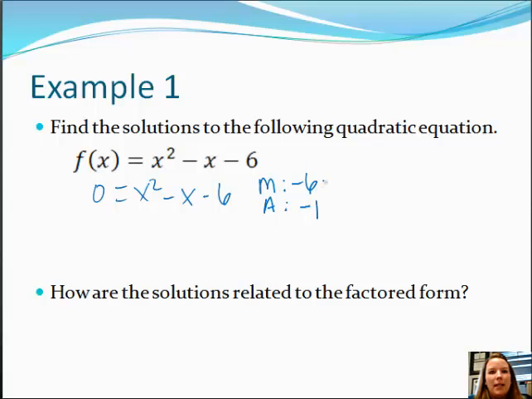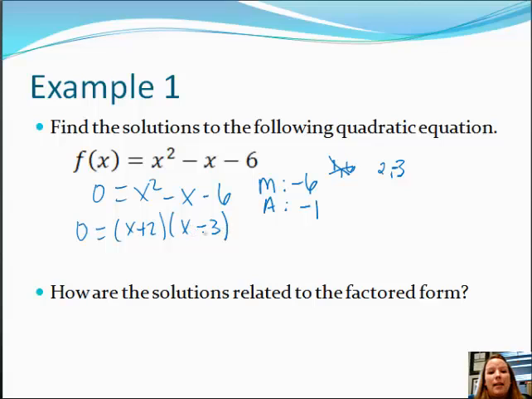So what things multiply to get negative 6? Well, we have 1 and 6 and 2 and 3. 1 and 6 does not get to negative 1. But 2 and 3, if we make the 3 negative, it'll equal negative 1. So I'm going to say that 0 is equal to (x plus 2)(x minus 3).